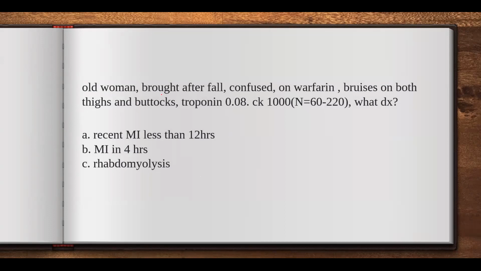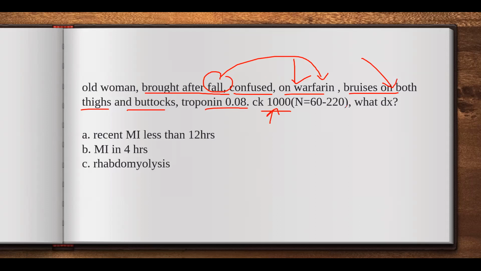Okay, next question. Elderly patient brought after fall. She is confused and she is on warfarin. Very important. Warfarin is a blood thinner. So having a fall on a patient who is on warfarin, it's not a good idea. Bruises on both thighs and buttocks. Troponin is okay. CK, you can see the CK is very high. So normally 60 to 220. So CK very high on a patient who is having bruises on both thighs and buttocks after a fall. What should you think about? Recent MI less than 12 hours, MI in 4 hours, rhabdomyolysis.